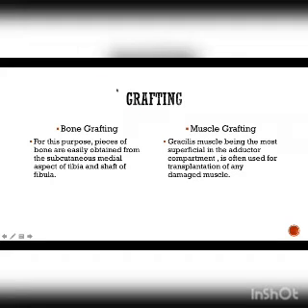Have you come across this word called grafting? It basically means to attach one piece, which is a new one, onto an old one. In case of bone grafting, pieces from the subcutaneous medial aspect of tibia and shaft of fibula are used for obtaining pieces of bone. And in case of muscle grafting, gracilis muscle, being the most superficial in the adductor compartment, is often used for transplantation of any damaged muscle. Because of its various advantages, gracilis muscle transplantation became the most frequently used technique for reconstruction of smile in the long-standing irreversible facial palsy.